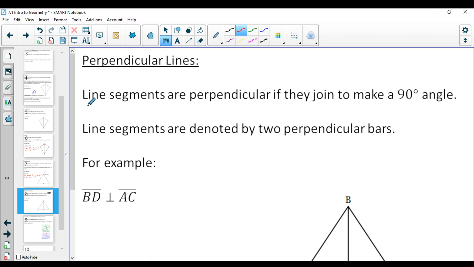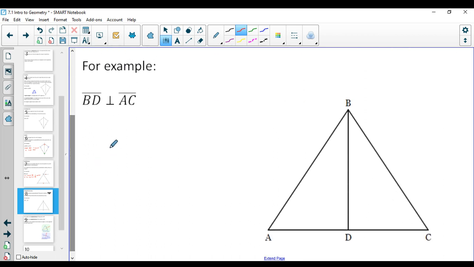Perpendicular lines. Line segments are perpendicular if they join and make a 90-degree angle. I've thrown that word out before when we were talking about slope, perpendicular slope. Perpendicular, just like I said, makes a 90-degree angle. That's what perpendicular means. And the symbol: line segments are denoted by two perpendicular bars. So for example, we said BD is perpendicular to AC.